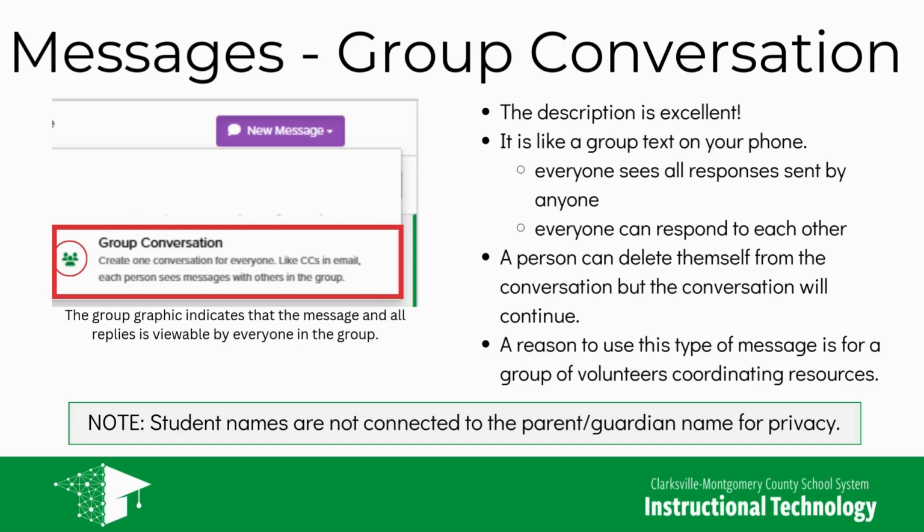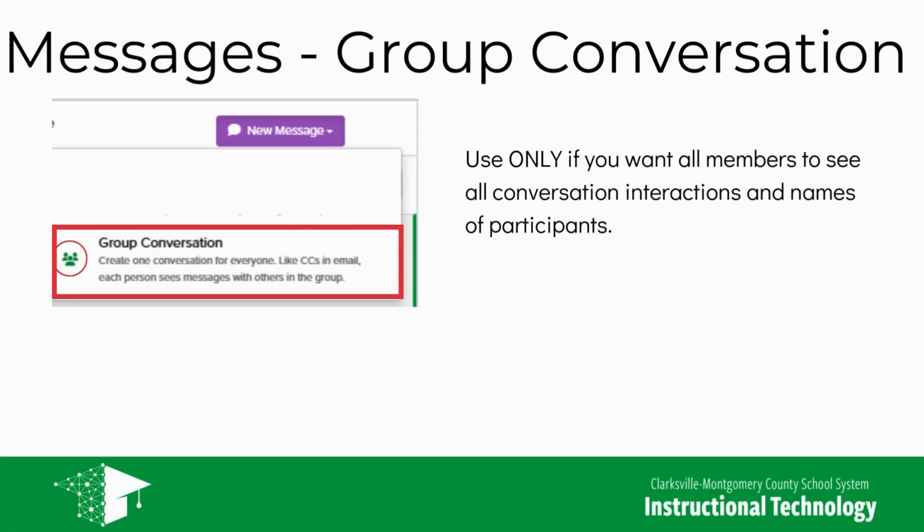They can give reactions. If a person doesn't want to be in the conversation anymore, they can delete themselves, but the conversation will continue. Students' names are not connected to the parent-guardian name in the group conversation, so this is definitely not something that you're going to want to use for any types of sensitive information or that you do not want others to be a part of. Notice the little group next to the group conversation definition. That's your visual that this is kind of like a text message. So if you have ever done a group text message on your phone, use that as an analogy for a group conversation.